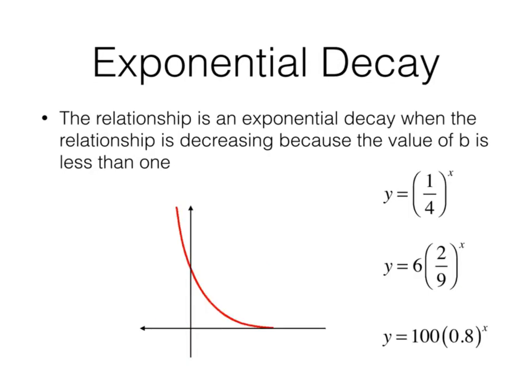The other type of function we can have is an exponential decay. And what that means is our relationship is decreasing. It's coming down this way because the b value is less than 1. So you're multiplying by a number smaller than 1. So it's going to decrease all of your y values.